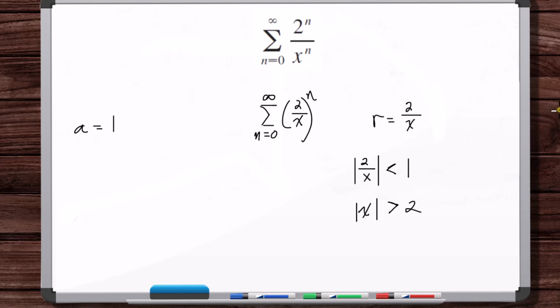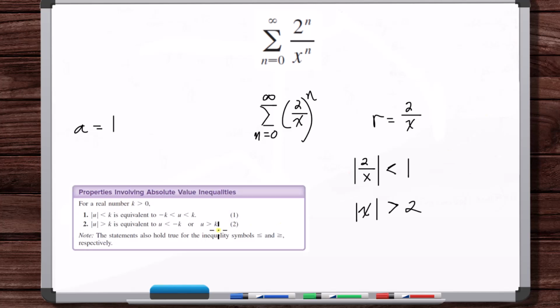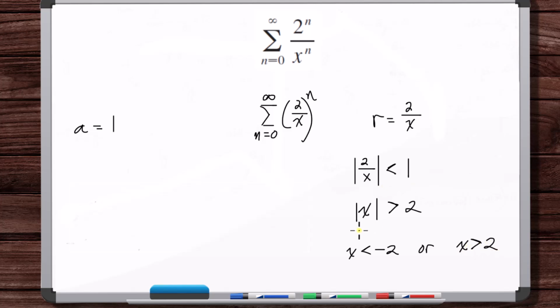Okay, so in this case, we've got an OR inequality. We've got the absolute value of u is greater than k, so we've got that x is less than -2 or x is greater than 2. Okay, so there's the interval where the series converges.